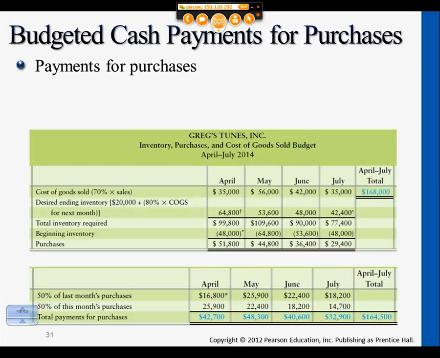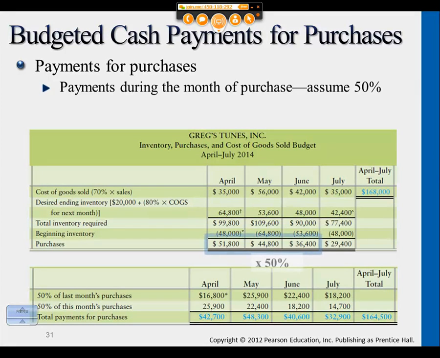Now the new one is the bottom part, and here we have 50% of the last month purchases and 50% of this month purchases. Can it be a different ratio, not 50-50? It can be anything else, right? This is just to illustrate. So it can be 40, 60, 37, whatever that is. Okay? Okay. So this is an assumption. We'll assume that our purchases is 50%, the payments during the month of purchase, right?